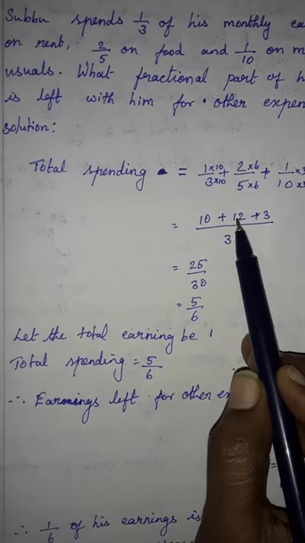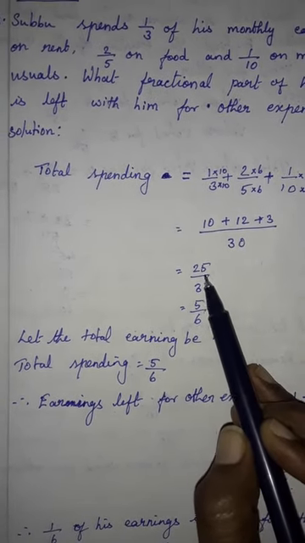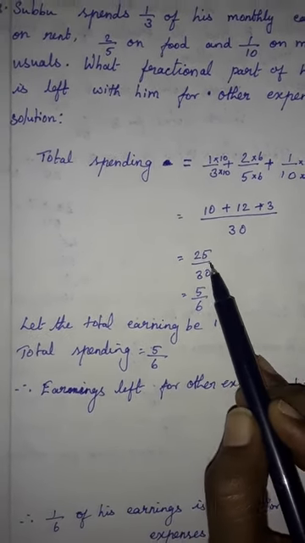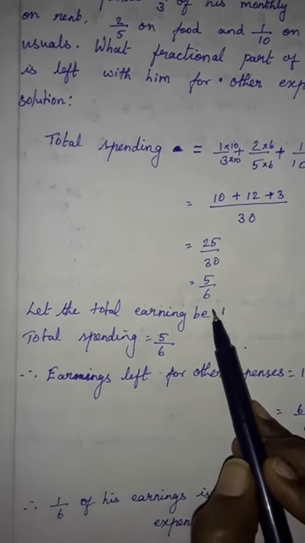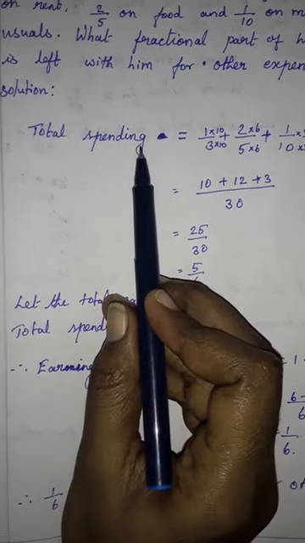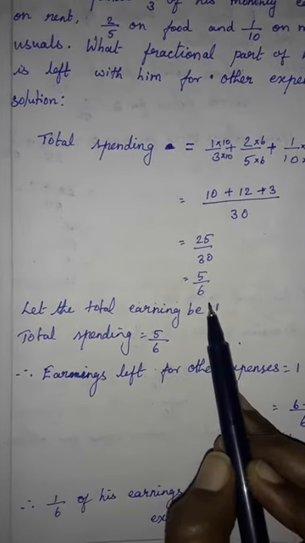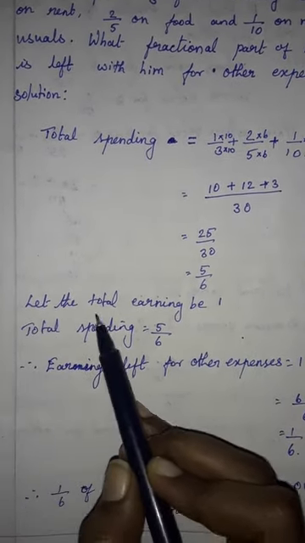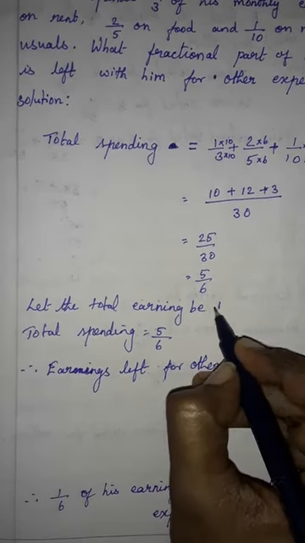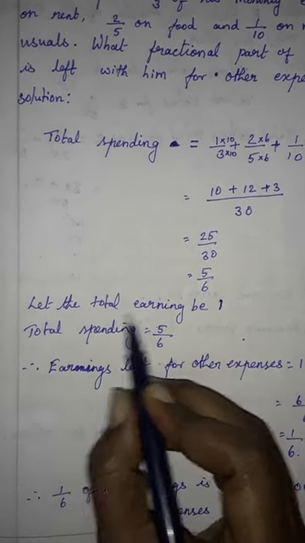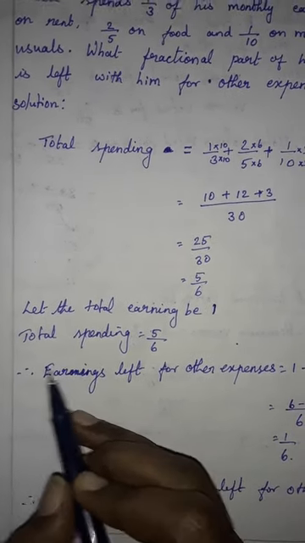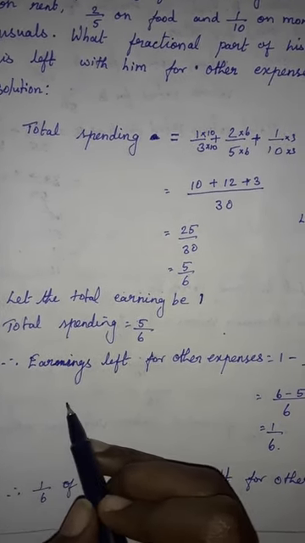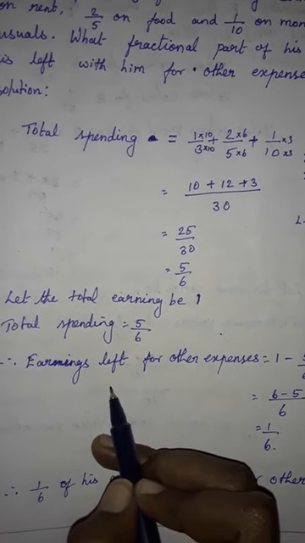10 plus 12 is 22, 22 plus 3 is 25, that is 25 by 30. Now we are reducing this to the lowest term, we get 5 by 6. The total spending of Subbu's month is 5 by 6. Consider that the total earning be 1. After considering the total earning to be 1, you have to subtract the total spending and find out the earnings left for other expenses.